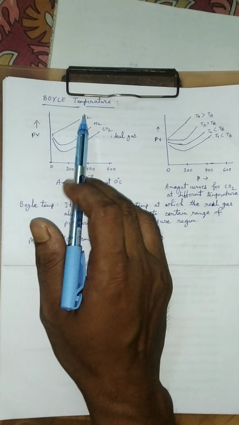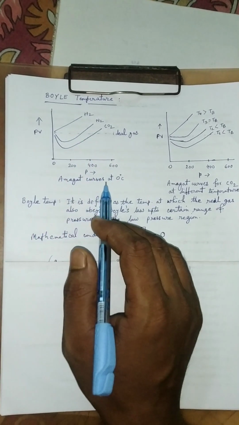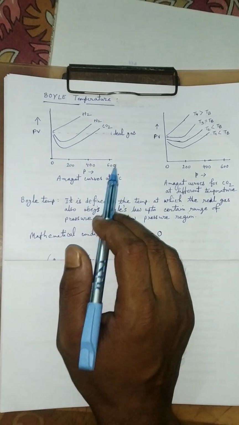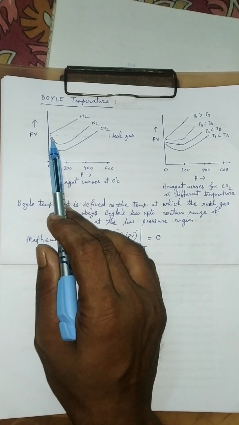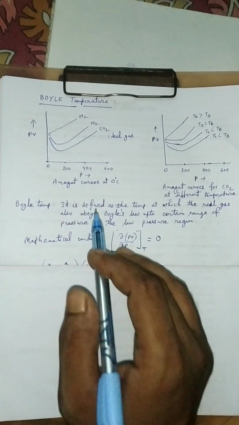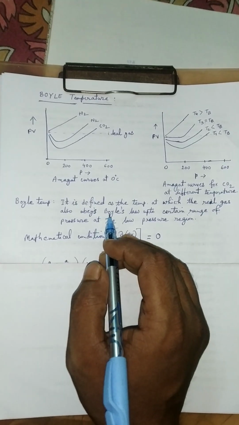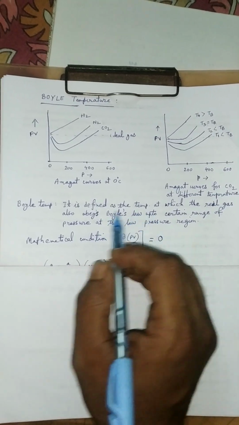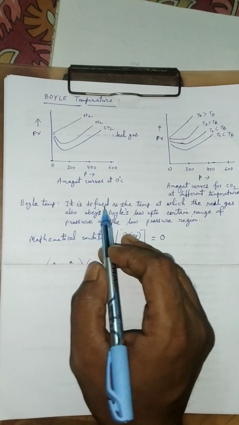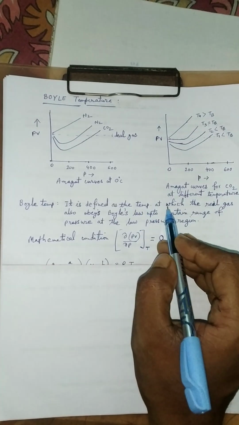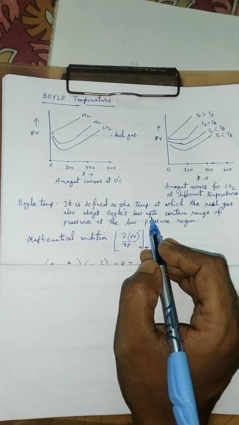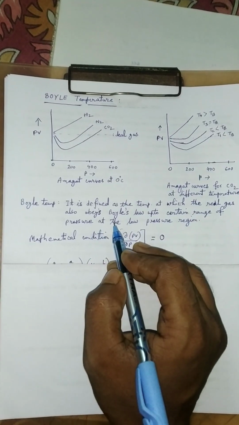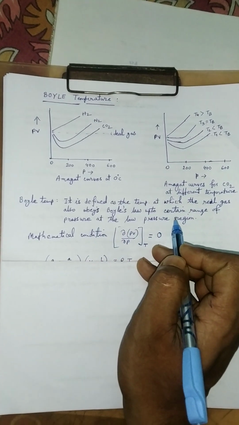Boyle temperature: first we know that real gases do not obey Boyle's law, but at low pressure region, real gases also obey Boyle's law. So Boyle temperature is defined as the temperature at which the real gas also obeys Boyle's law up to a certain range of pressure at the low pressure region.